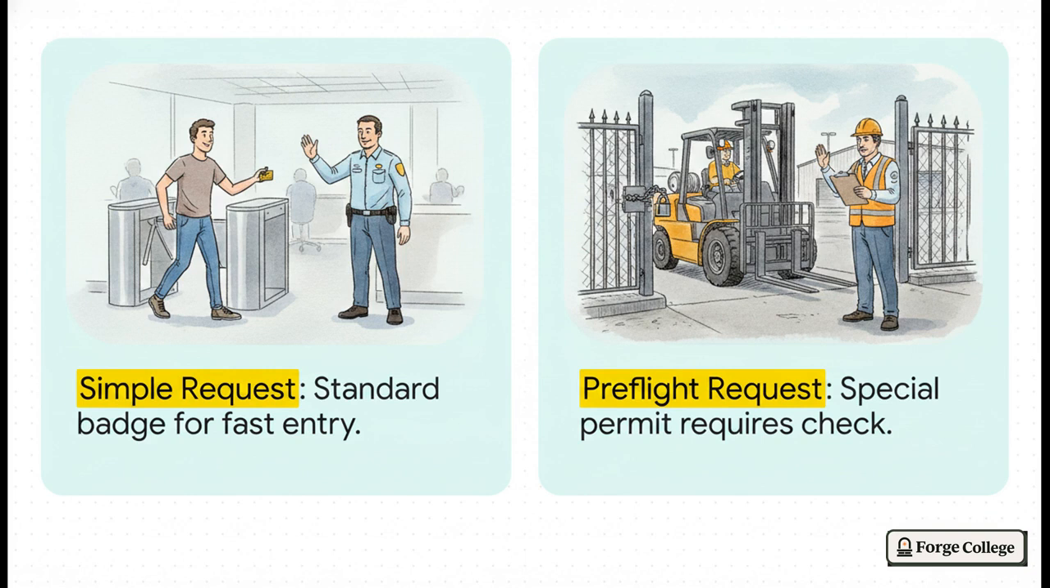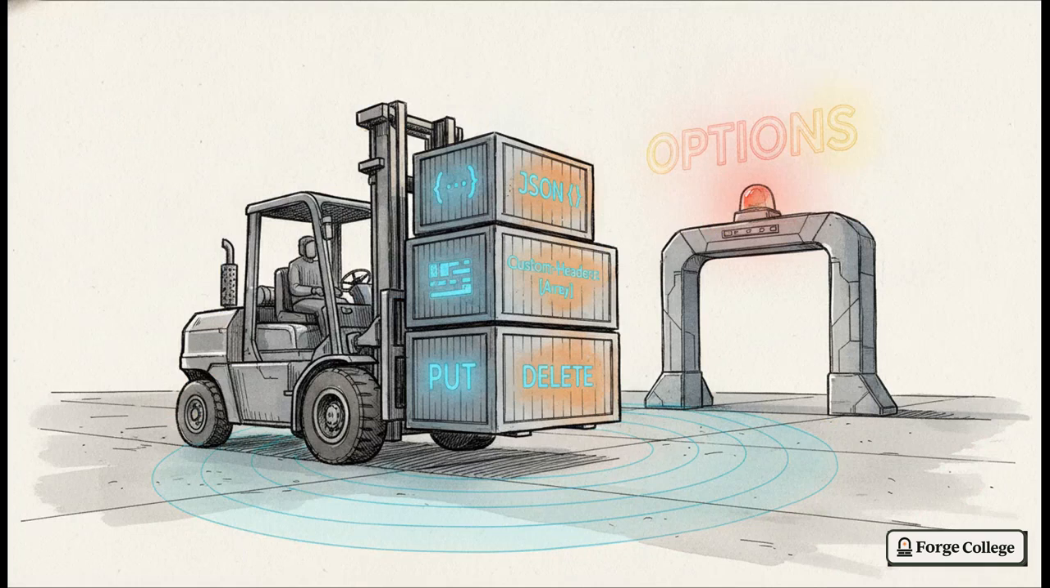The gatekeeper has to hit pause, check the logs, and verify privileges before letting them inside. Translated to network terms, the browser hits pause and proactively asks your server for permission before it ever sends that heavy payload.